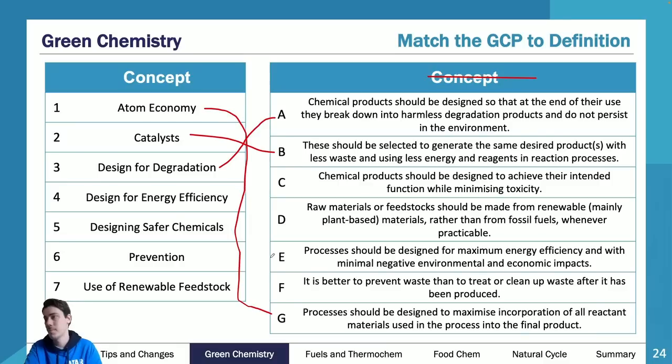And then we go to 5. 5 was safer chemicals. Again, we read this one just before. That one was here at C, which is designed to achieve their intended function with minimizing toxicity. Makes sense.